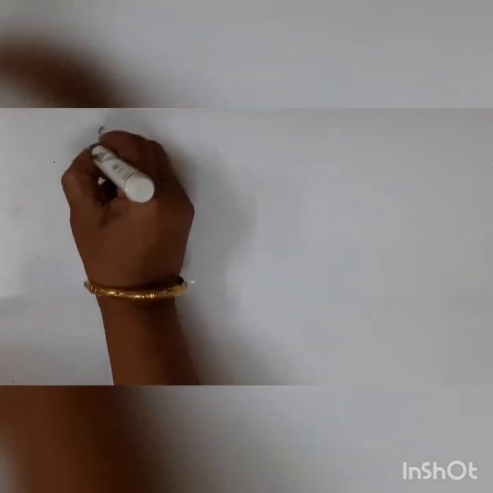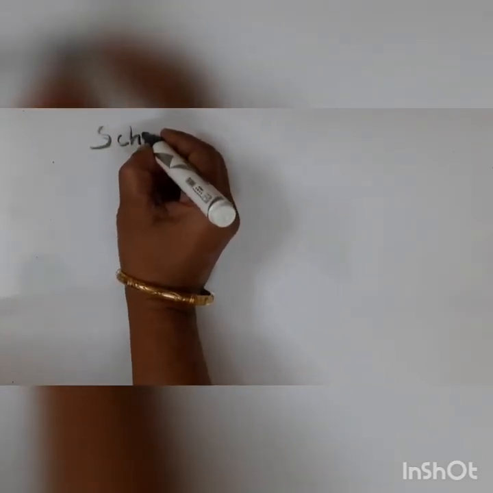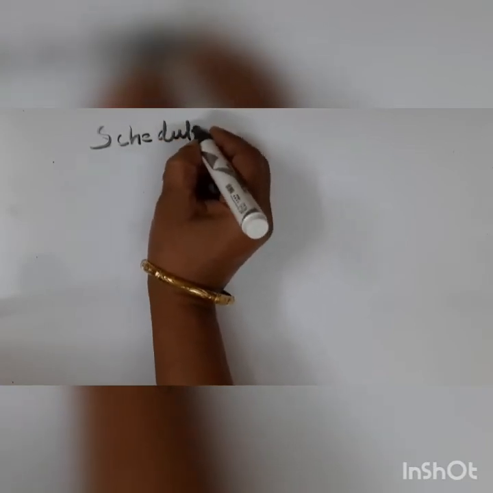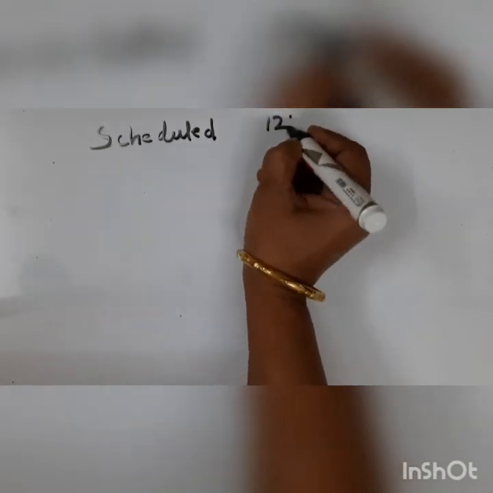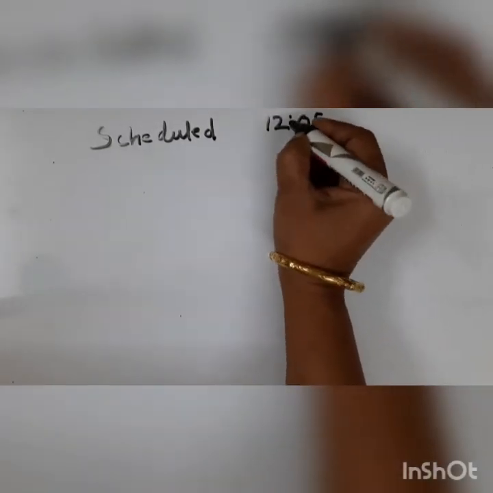Children, please read this. Pause the video, read it and understand. Okay? Now let's start right away. What is the scheduled time, children? The scheduled time is what? It is takeoff at 12:05 a.m.